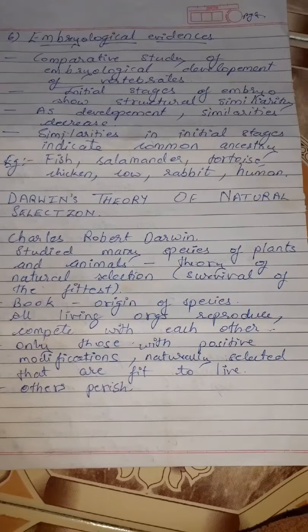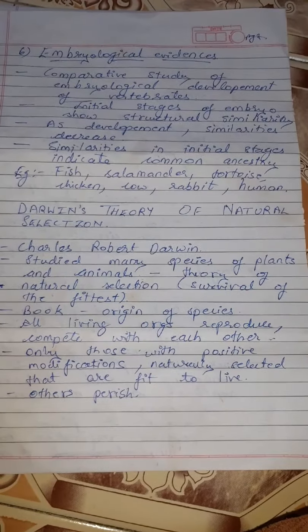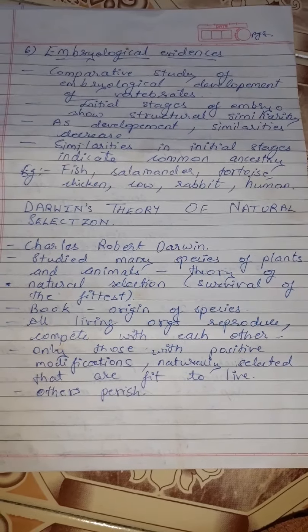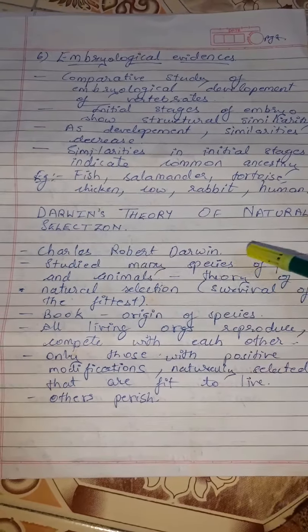Next subtopic is Darwin's theory of natural selection. Now this is a theory, that means it is the work of some scientist. The name of the scientist is Charles Robert Darwin.